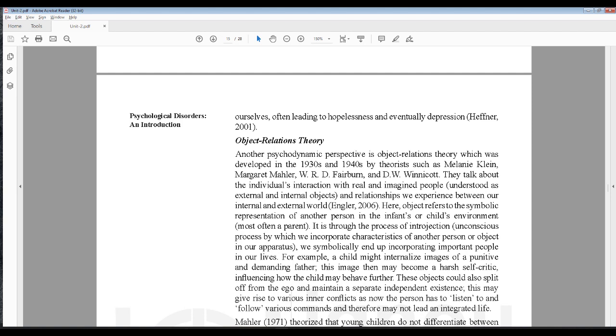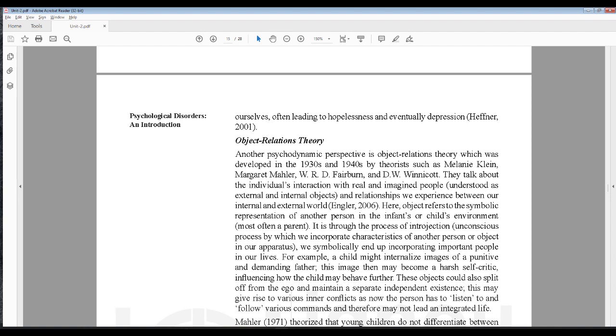Ingler, 2006. Here, object refers to the symbolic representation of another person in the infant's or child's environment, most often a parent. It is through the process of introjection, an unconscious process by which we incorporate characteristics of another person or object into our apparatus, that we symbolically end up incorporating important people in our lives. For example, a child might internalize images of a punitive and demanding father.